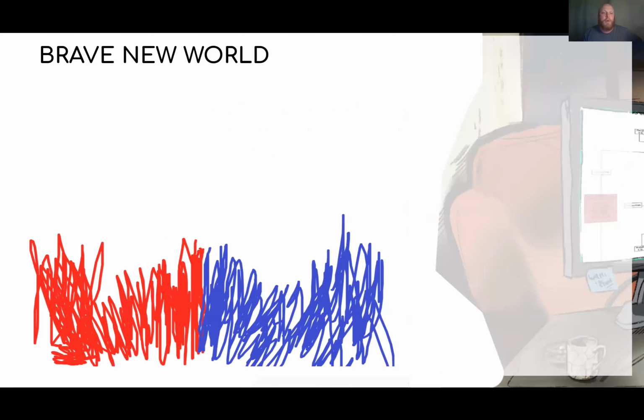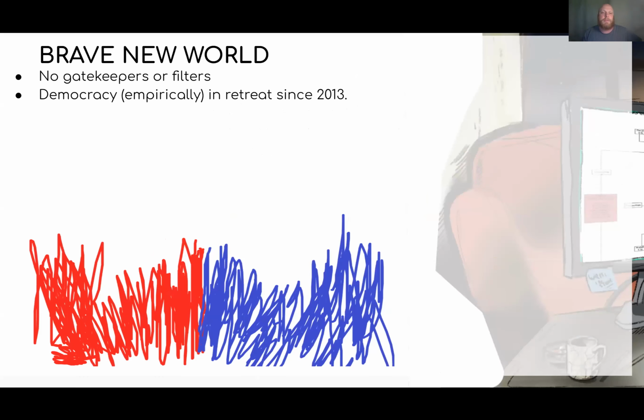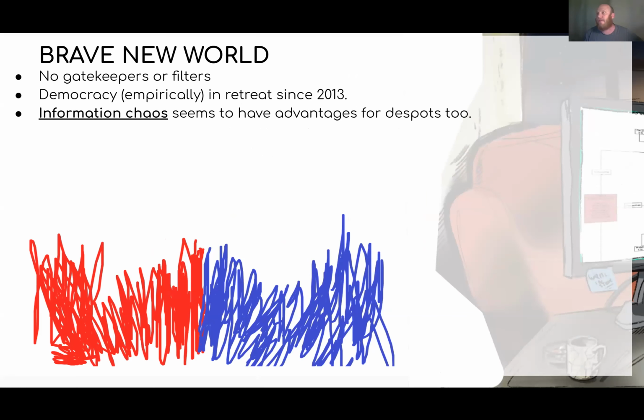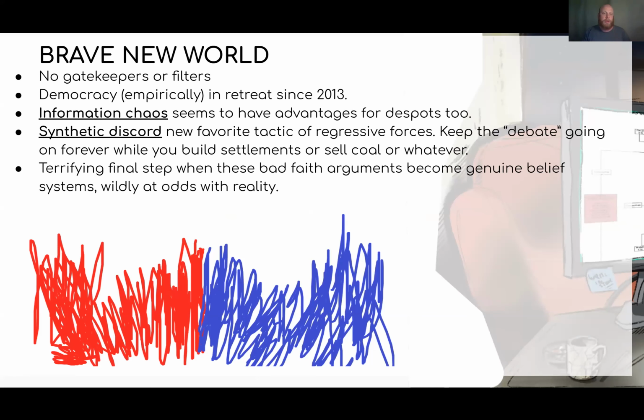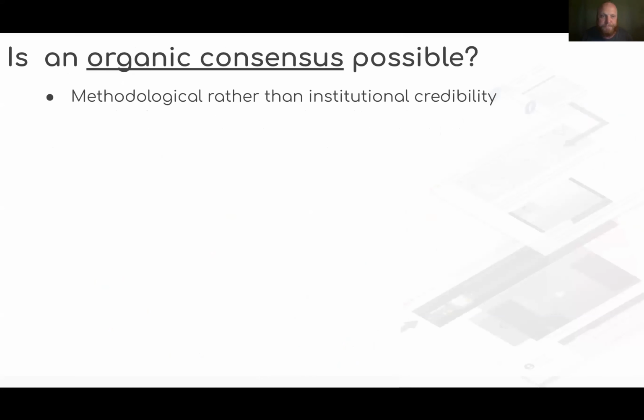We're now in a brave new world where there's no gatekeepers or filters. Democracy is empirically in retreat since 2013, so information chaos seems to have advantages for despots too. Synthetic discord is the new tactic of regressive forces. You keep the debate going on forever while you build your settlements or you sell your coal or whatever it is you want to do. And then there's a terrifying final step where these bad faith arguments become a genuine belief system wildly at odds with reality.